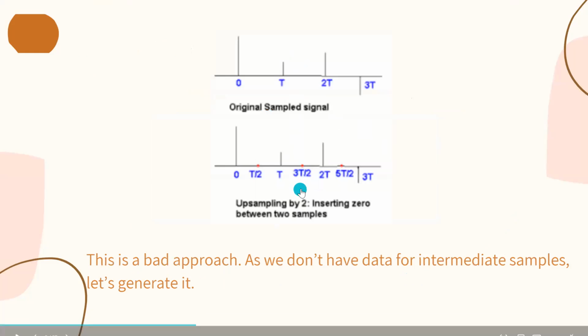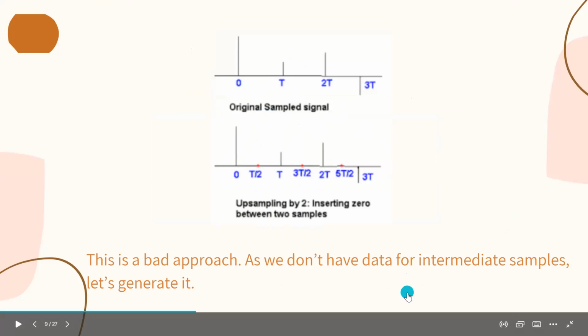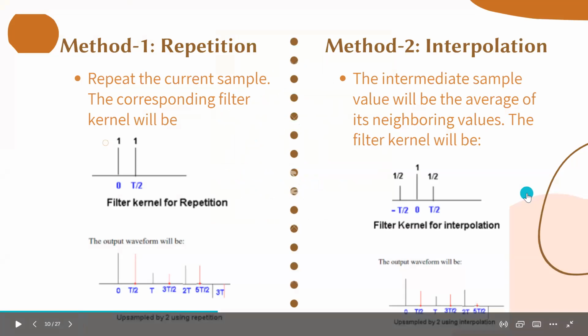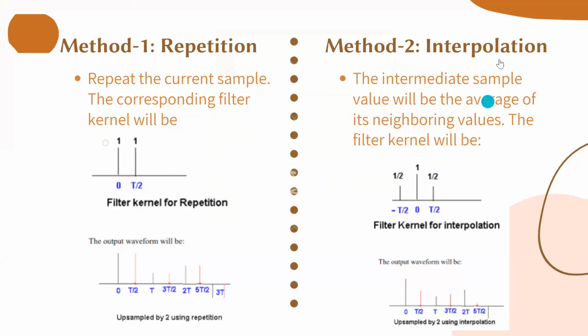This is the diagrammatic representation. This is the original signal and this is upsampled by 2. Here, between 0 and t, a zero is inserted between these two samples. This is a bad approach as we don't have an intermediate sample. So to generate it, there are two methods. First is repetition and second is interpolation.